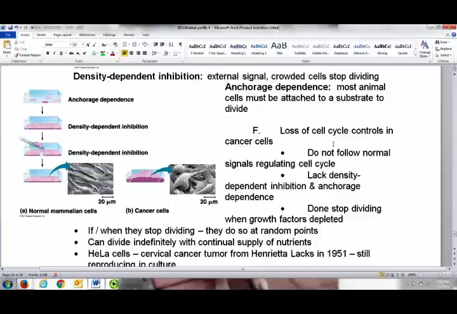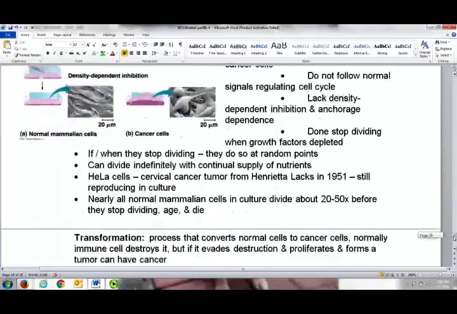So most cells are going to stop dividing when their growth factors are depleted. Not so much with cancer cells. If and when they stop dividing, they seem to do so at random points. They can divide indefinitely with a continual supply of nutrients.